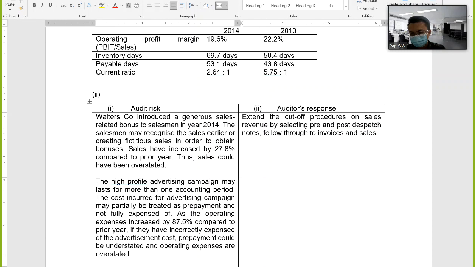Follow through to invoices and sales ledger to ensure sales are recorded in the correct accounting period.